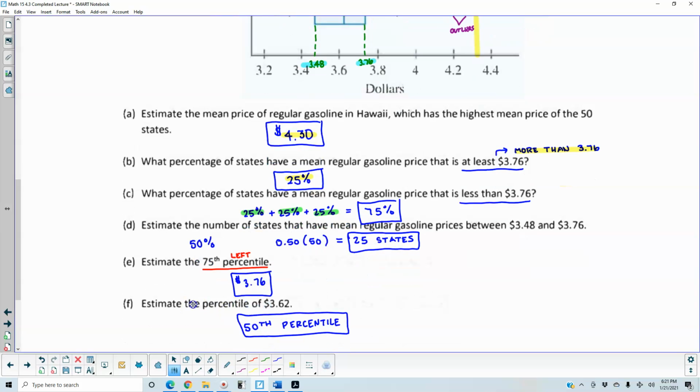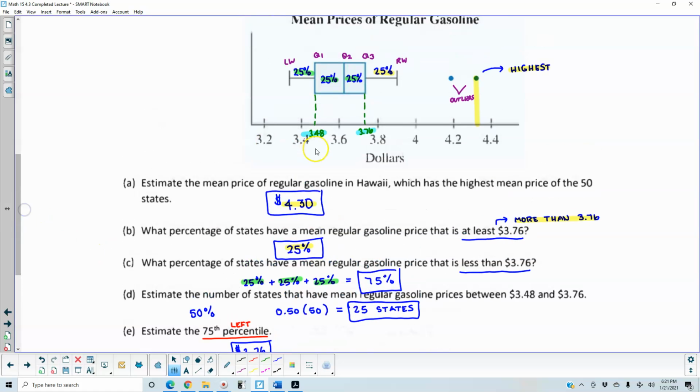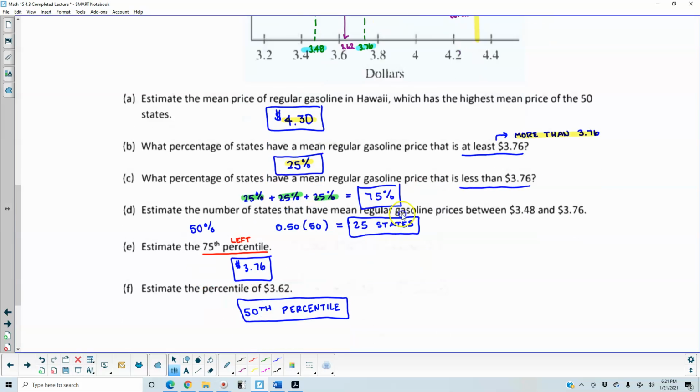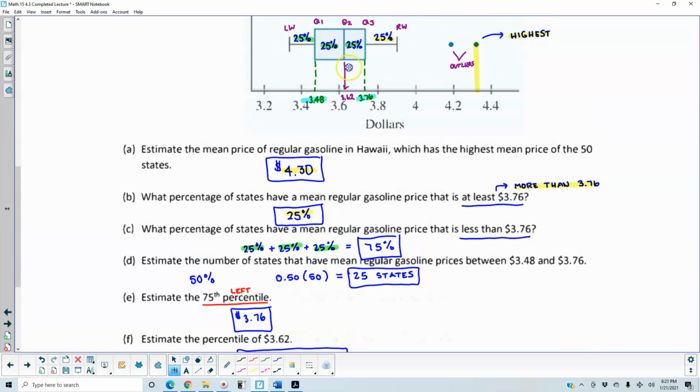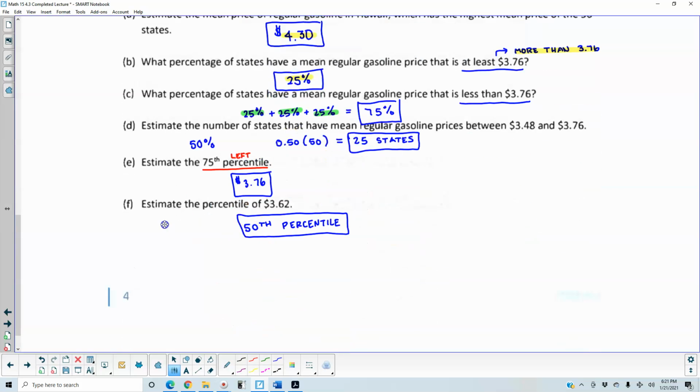Next question says, estimate the percentile of $3.62. Well, $3.62 would be somewhere right here in the middle. Okay, and what can we say about that? Well, that's going to be right at the 50% mark. So it's going to be the 50th percentile.